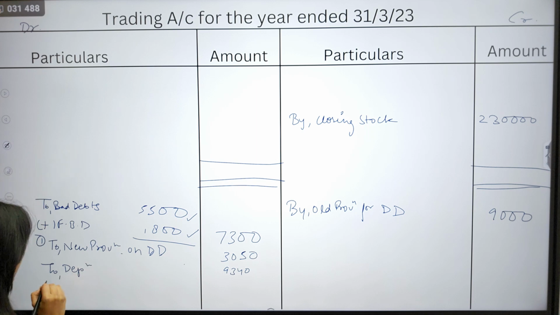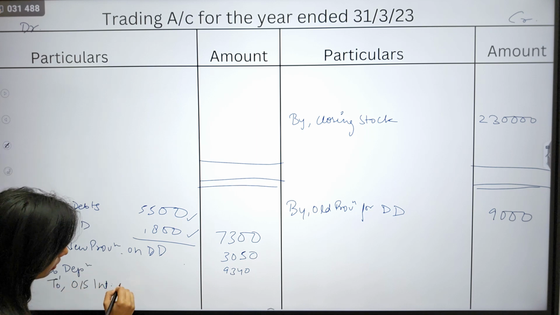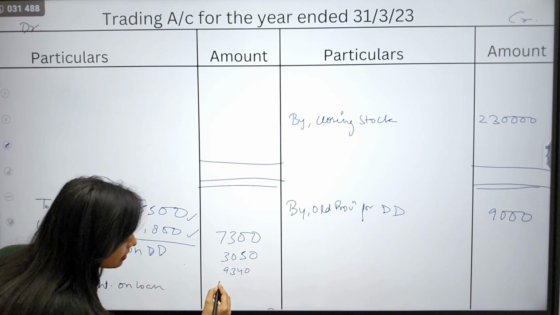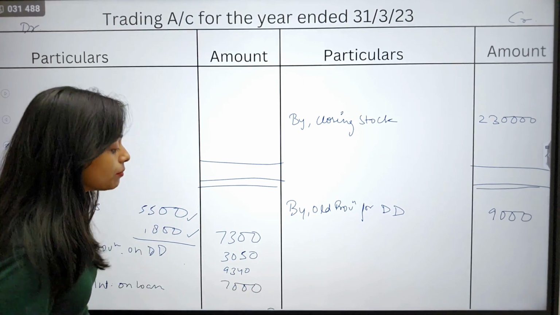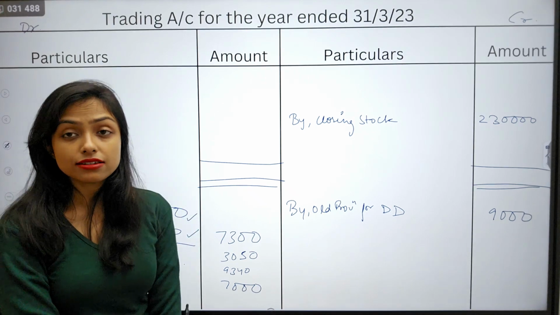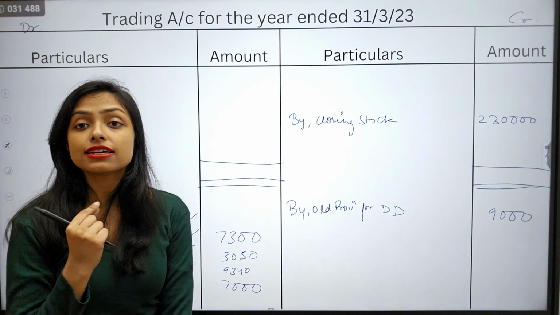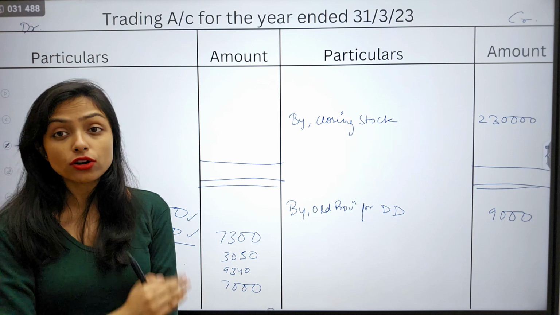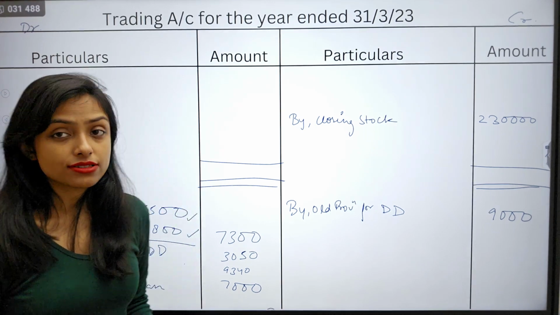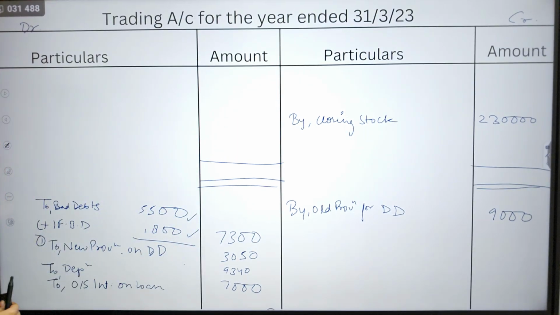So I will write it as my expense, outstanding interest on loan, 7,000 rupees. Because I should have paid it in this year, right? This 7,000 belongs as an expense to this year, but I have not paid it. But according to the accrual concept, I have to write it off as my expense in this year only. So I have written it on the debit side.